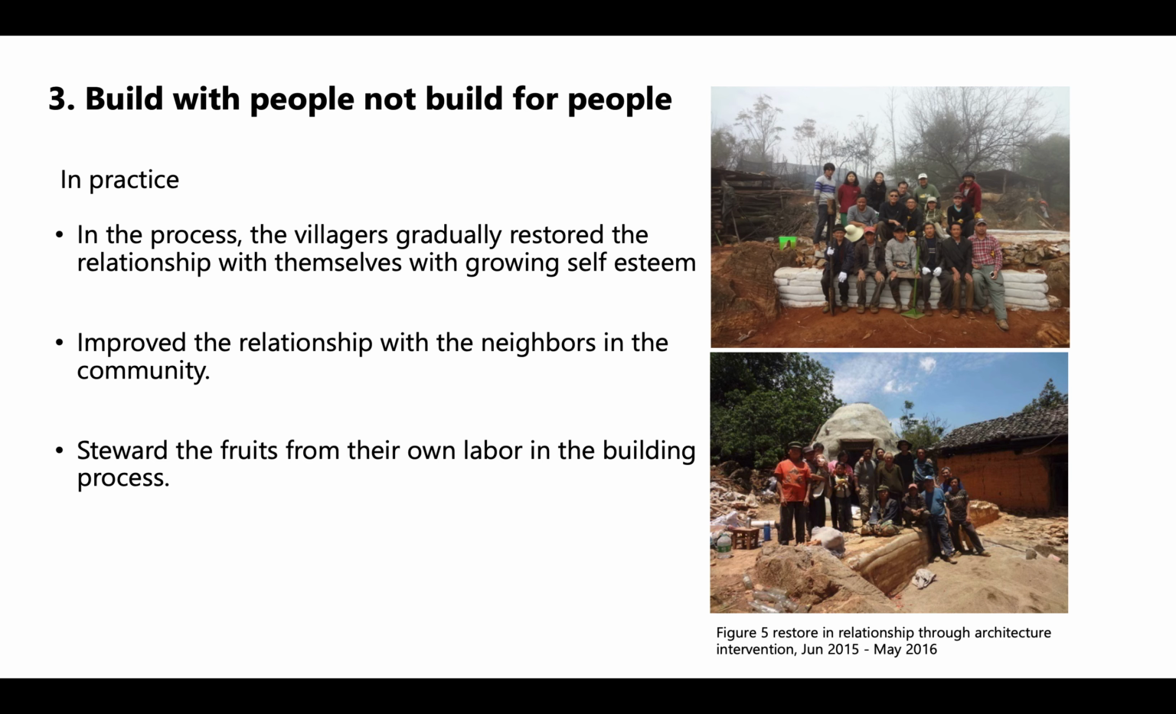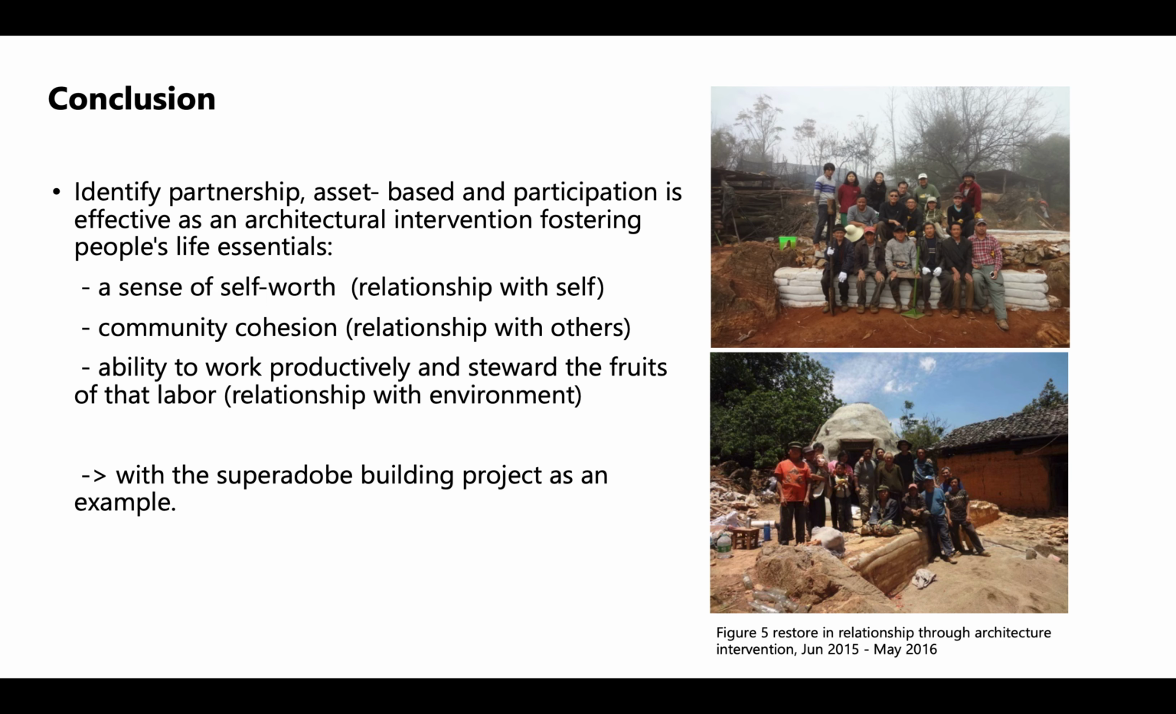To conclude, we identify that partnership, asset-based approach, and participation are effective as an architectural intervention, fostering people's life essentials to improve the relationship with self, relationship with others, and relationship with environment, in the form of a stronger sense of self-worth, better community cohesion, and increased ability to work productively and steward the fruit of labor, with the superadobe building project in XiaoShuiJing village as an example.